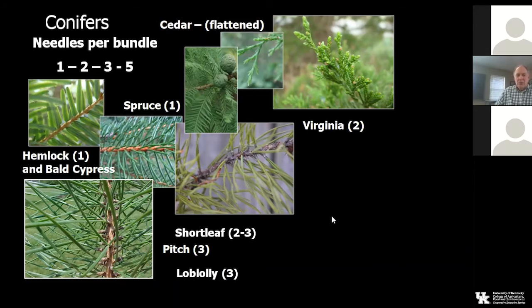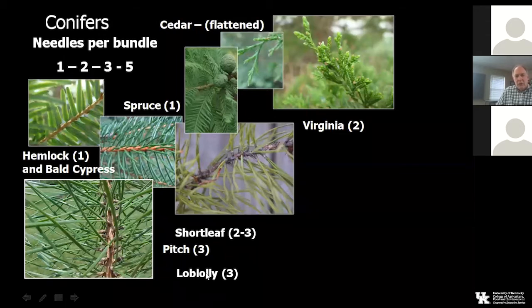And the last, I'm sorry, I'm going to throw one more in here. This is not a naturally occurring tree. It has been naturalized, the loblolly pine. It has 3 needles, and it's found in western Kentucky. It was brought in here for pulp production, and it is now naturalized out there in the western part of the state.